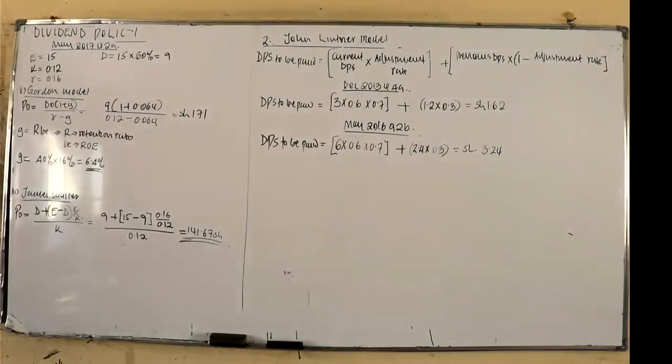So that is James Walter and John Lintner's model. Good. So now let's look at some terminologies there. We have some terminologies.